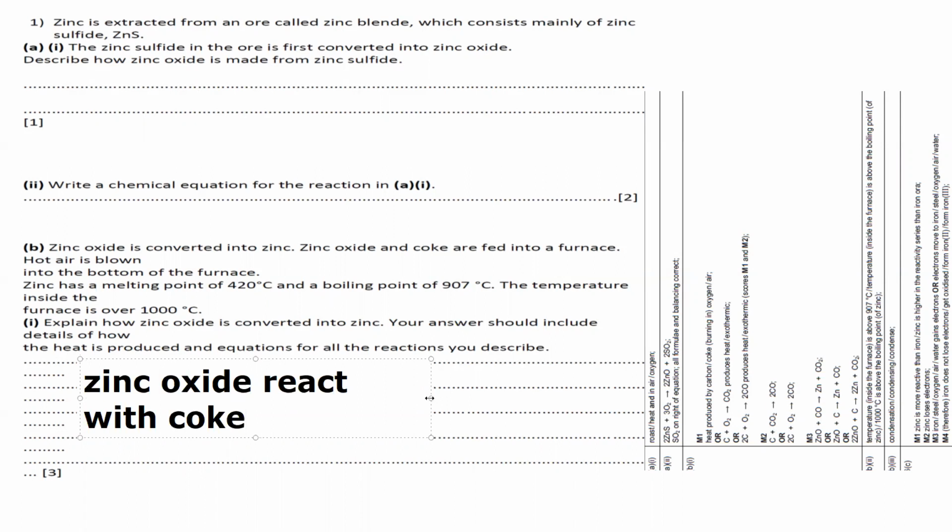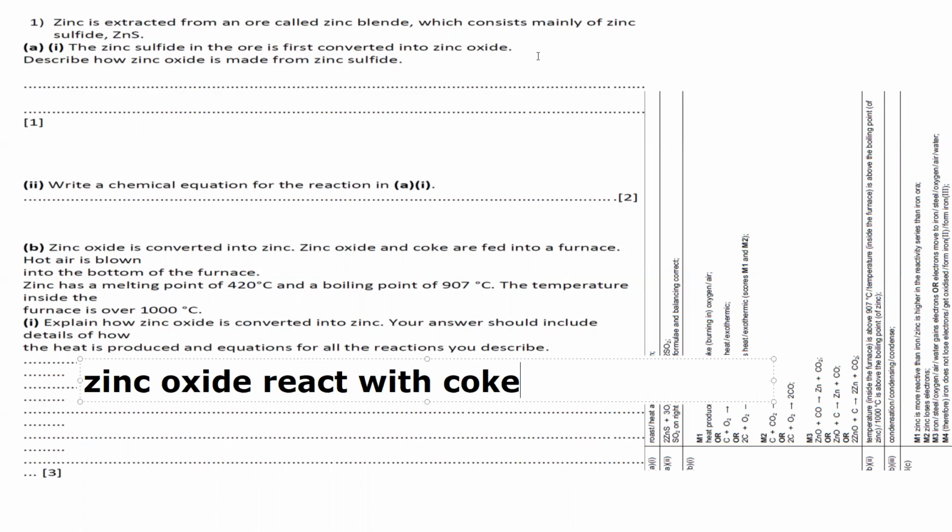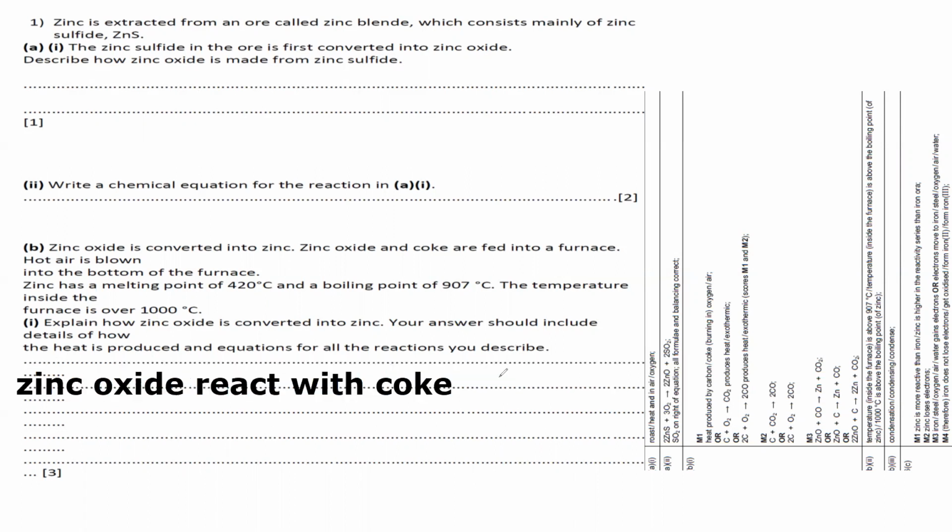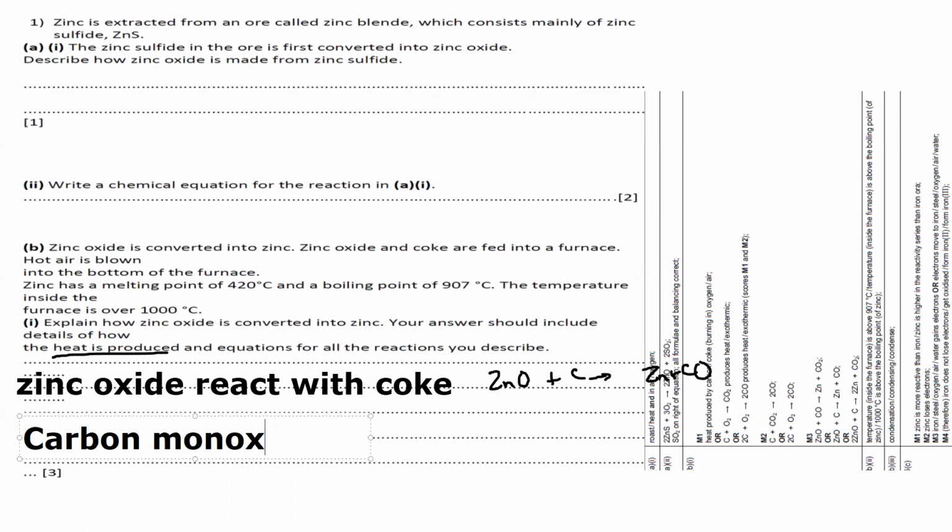So when zinc oxide is reacting with the coke, this will produce zinc metal plus carbon monoxide. The second, they are asking how heat is produced. The second thing, carbon monoxide burns to produce heat.